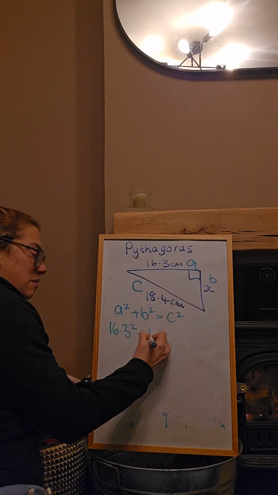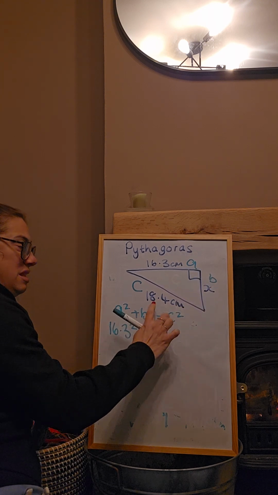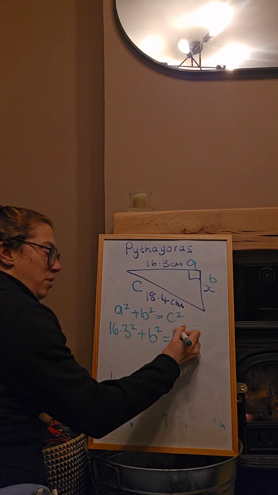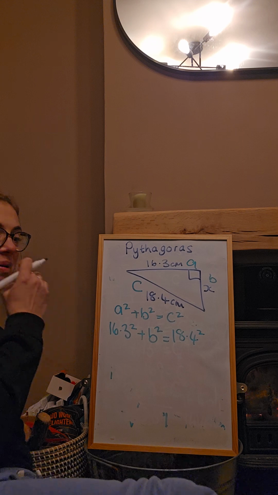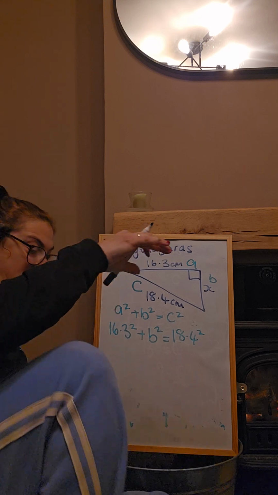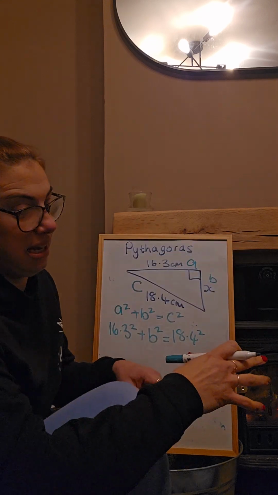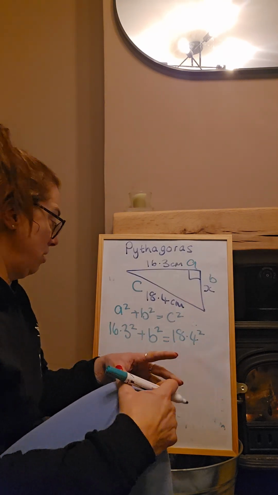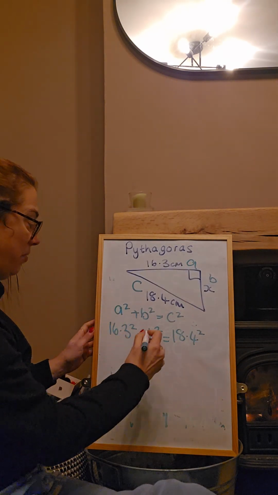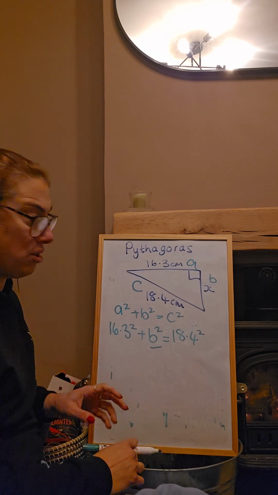B, I don't know, so it's B squared equals, and this time we've got C, so it's 18.4 squared. Okay, now this is when formula rearranging comes in handy, and it actually comes in lots of things with trigonometry when you're rearranging things around. So what we need to be doing, we want to get B on his own.